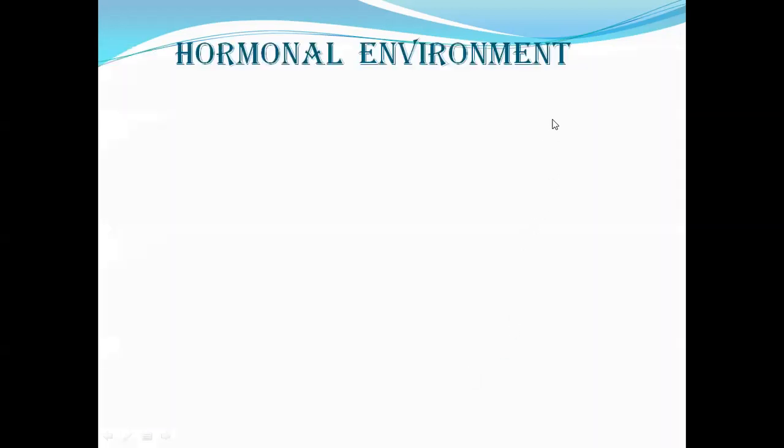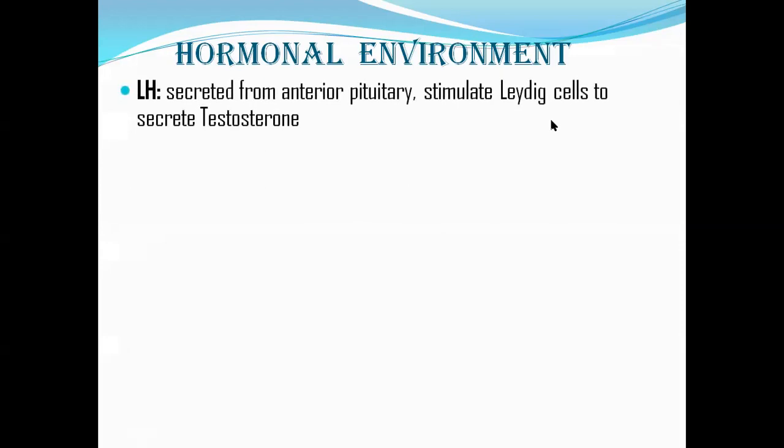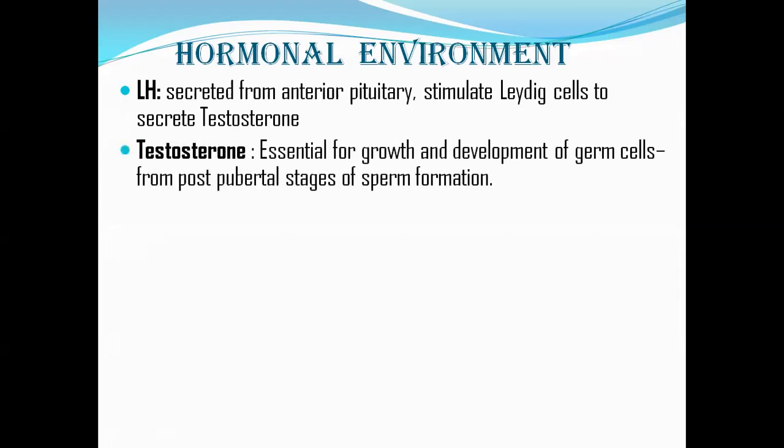So coming to the hormonal environment. The first hormone I must mention is the luteinizing hormone from the anterior pituitary, which stimulates the Leydig cells to secrete testosterone. Testosterone is the main male hormone for spermatogenesis as well as for the male type of behavioral pattern, the secondary sexual characteristics, and all the male characteristics are attributed to testosterone, and it mainly helps in development of germ cells in the post-pubertal stage.